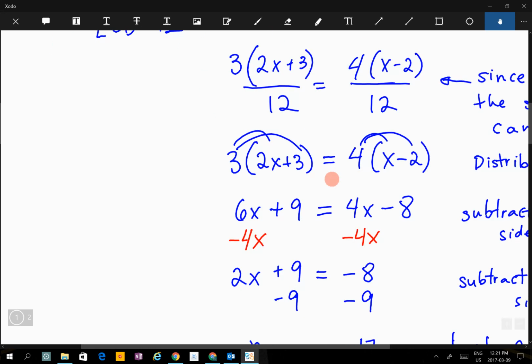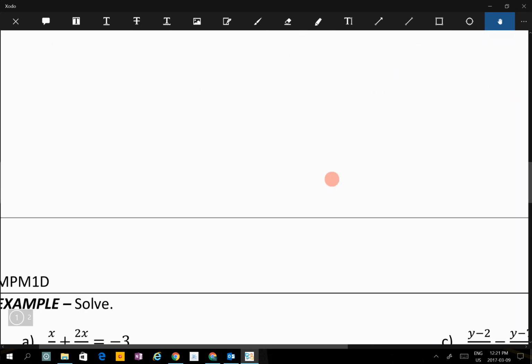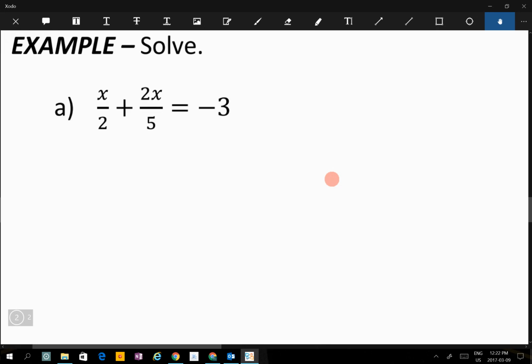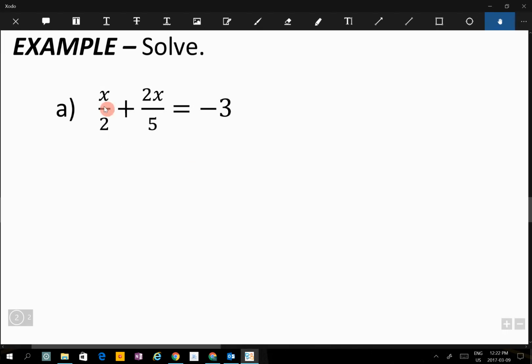Okay? So let's show you this through some examples. Example 1, here's an equation. On the left side, I have the addition of two fractions. So I have to find the lowest common denominator between 2 and 5, which is 10. I'm going to convert the entire equation into fractions with the denominator of 10. So the LCD is equal to 10.